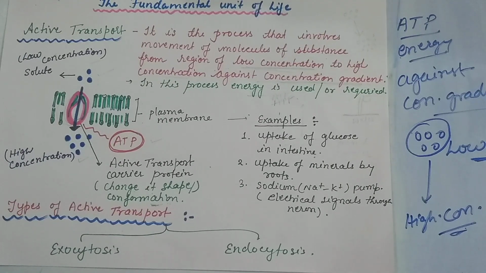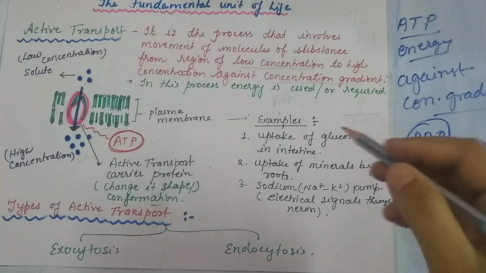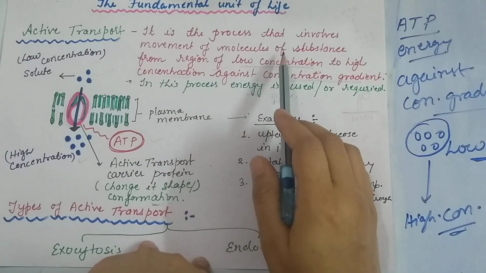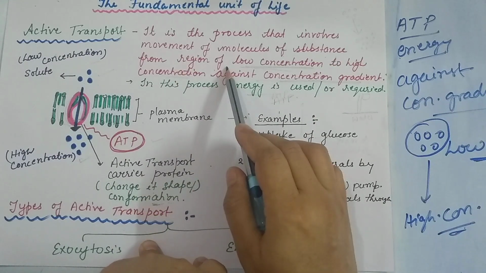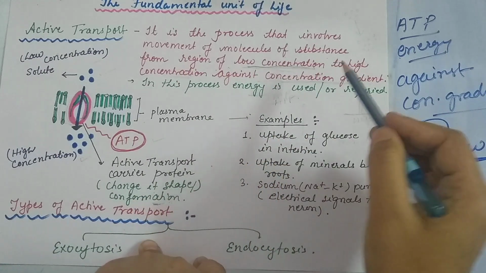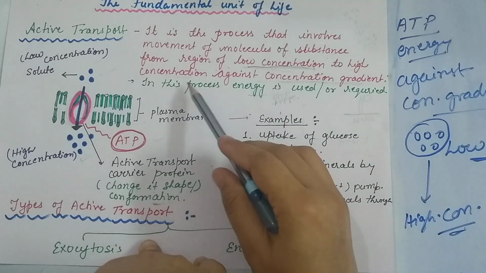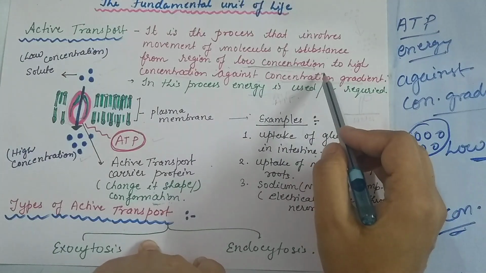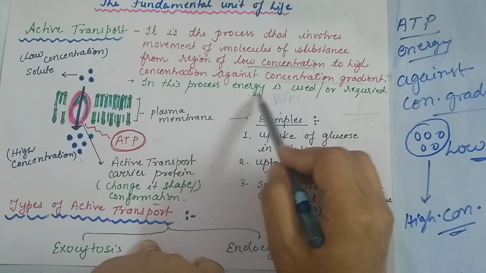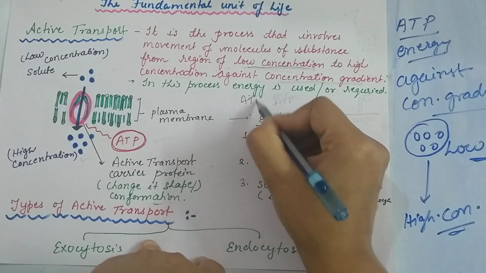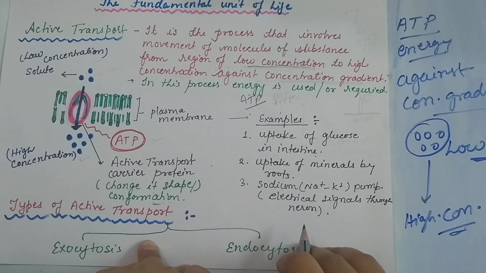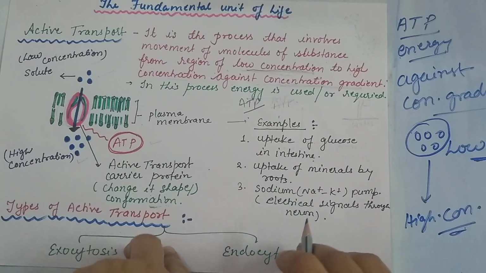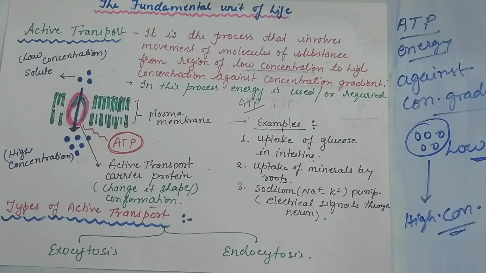So we can define active transport as the process that involves movement of molecules of a substance from a region of low concentration to high concentration, against the concentration gradient. So we understood this. And this process requires energy, meaning it requires ATP. So active transport is the transport in which molecules of the substance move from a region of low concentration to high concentration.